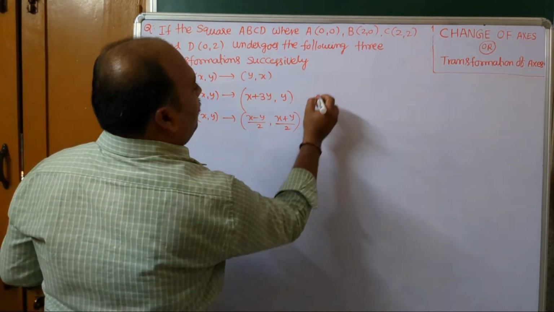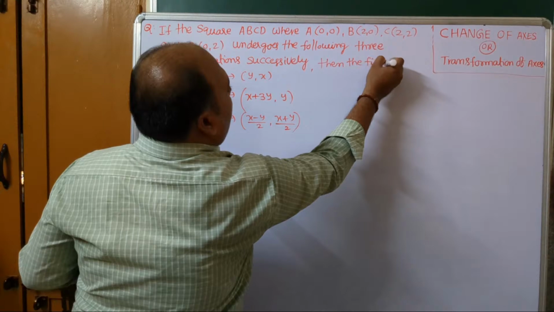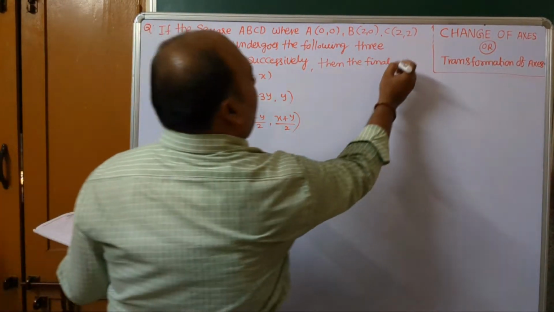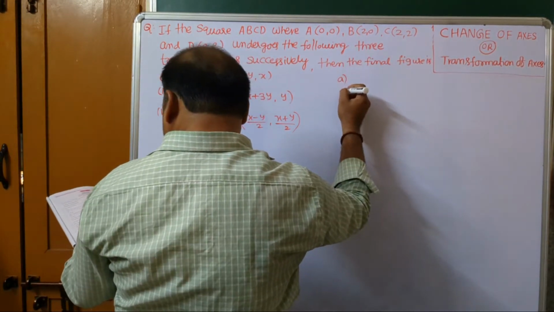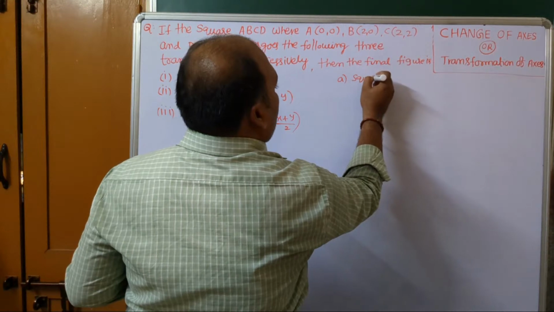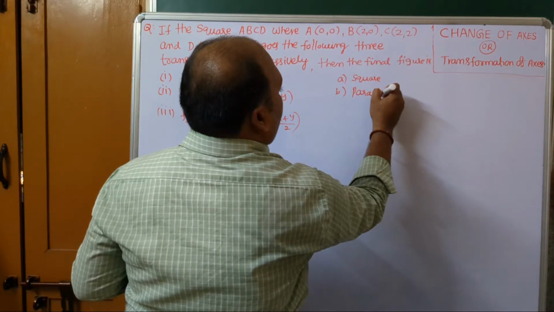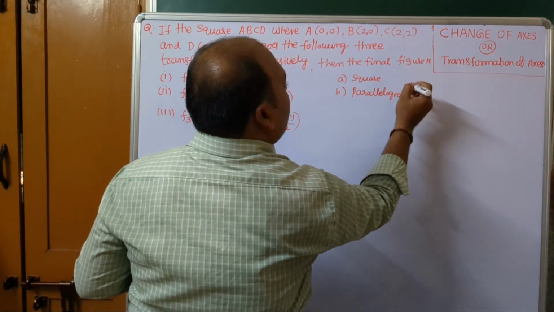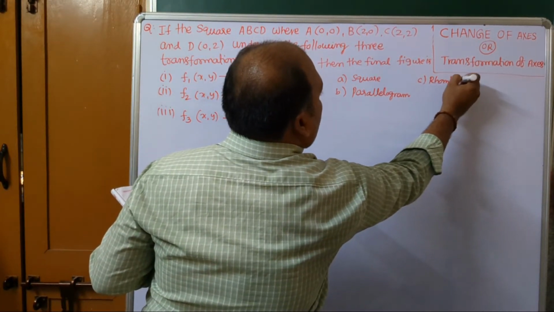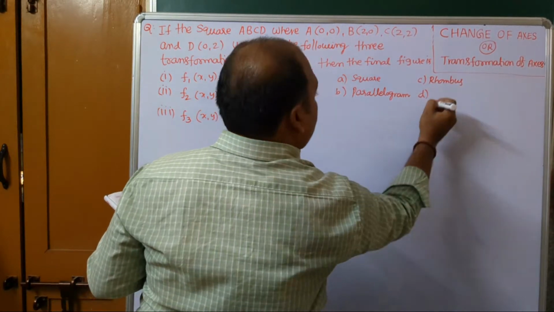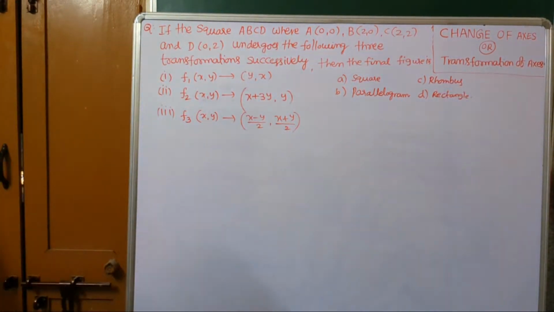Then the final figure is: the first option square, the second option parallelogram, third option rhombus, the fourth option rectangle. Okay, dear students.